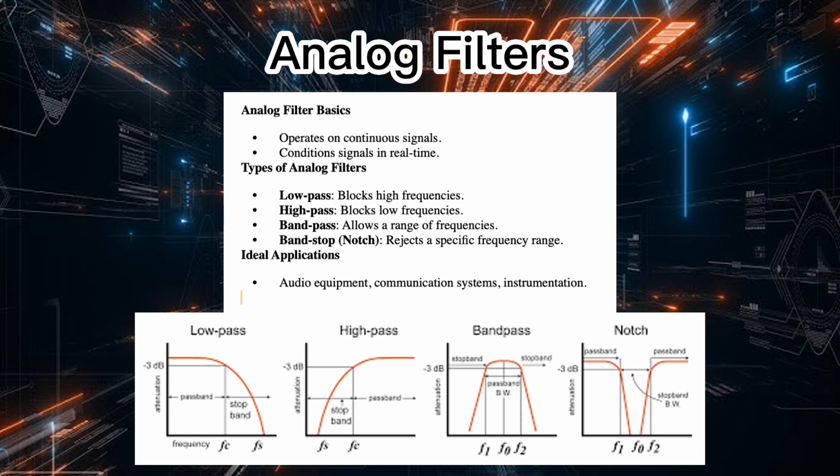Low pass filters allow frequencies below a certain cutoff frequency to pass through while blocking higher frequencies. High pass filters do the exact opposite, letting high frequencies through and blocking the lower ones. Band pass filters allow only a specific range of frequencies to pass while blocking frequencies outside that range. And finally, band stop filters, also known as notch filters, reject a particular frequency range while allowing frequencies outside that range to pass. So why choose analog filters?